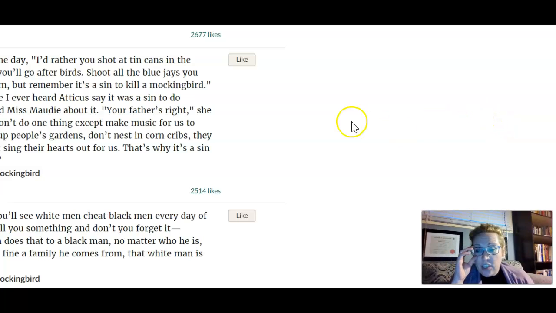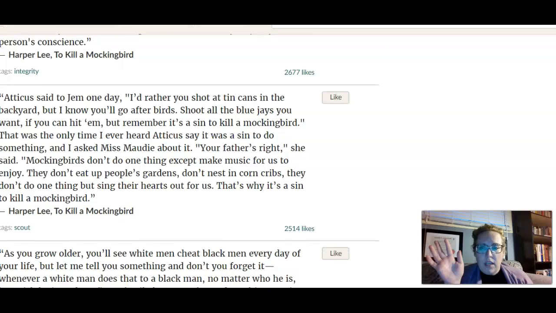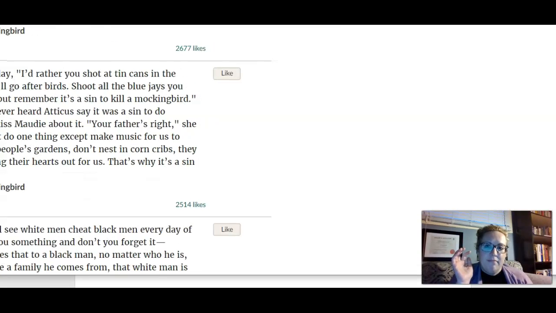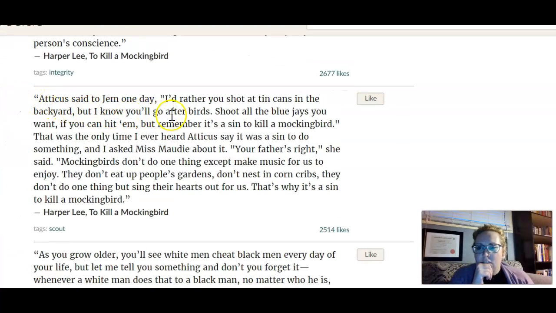Sorry, I paused it there. I just wanted to point out, I don't have my novel with me, so I went to look up some quotes. So this is the quote I'm thinking about. Hang on a sec. I'm just gonna expand this. It's the one where Atticus says to Jem, "One day I'd rather see you shoot tin cans."